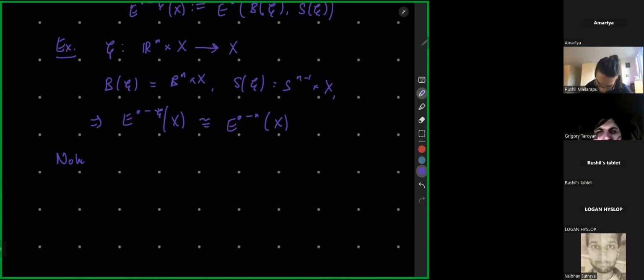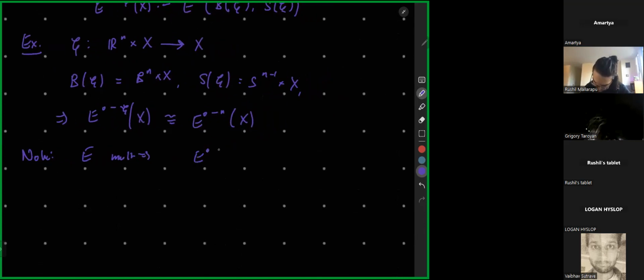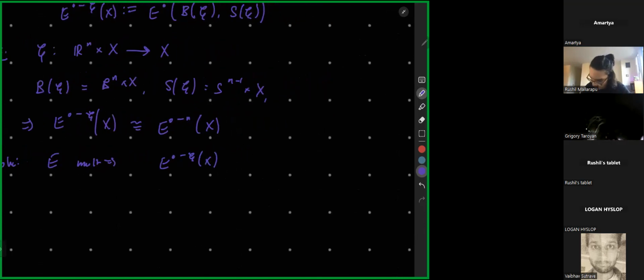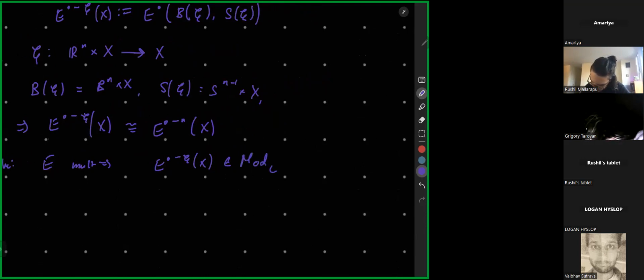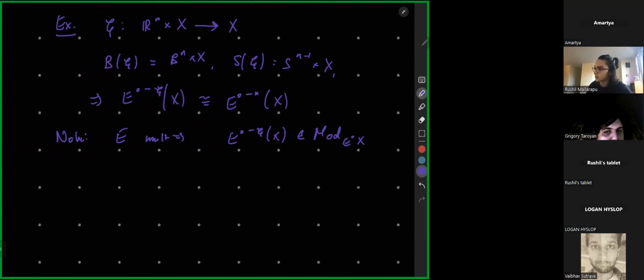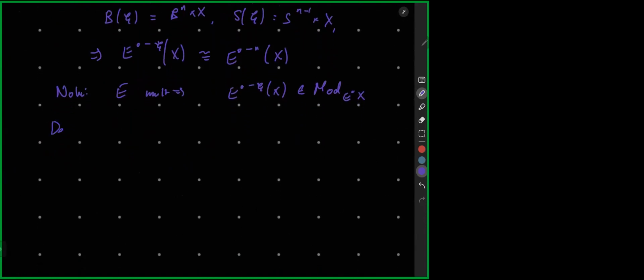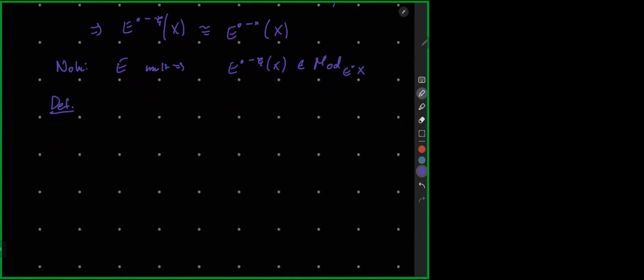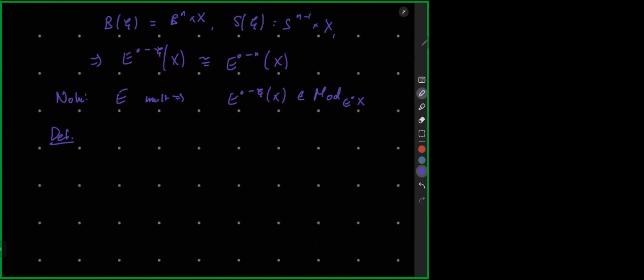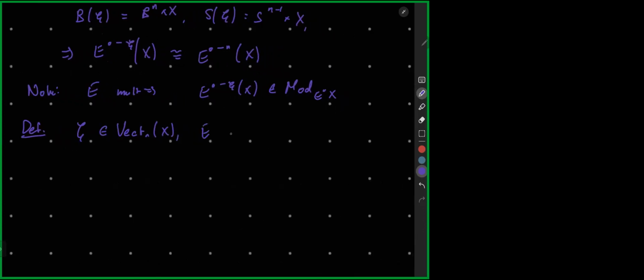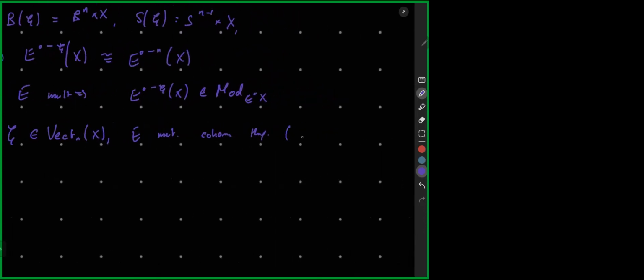And note that if E is multiplicative, then this twisted cohomology lands in E^*(X)-modules. So with that out of the way, we can define what it means for a vector bundle to be oriented with respect to a certain cohomology theory. So here, zeta is a rank n vector bundle, and E is some multiplicative cohomology theory, i.e. a ring spectrum.